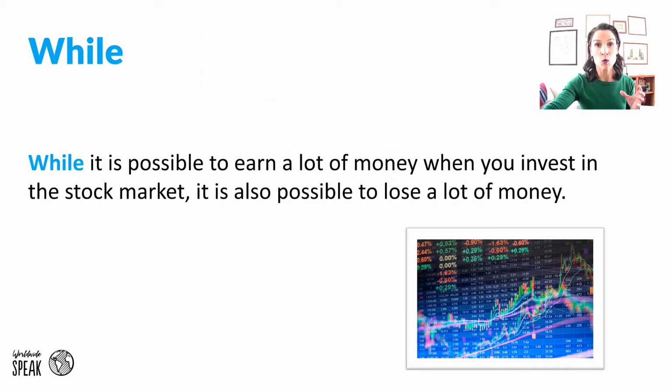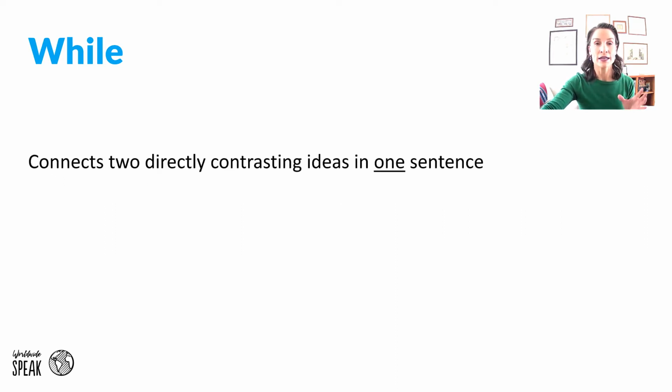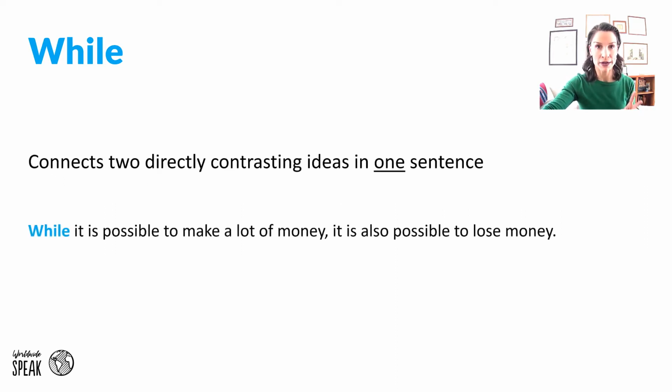Let's look at the word while. Good news, it means exactly the same thing as whereas, and the grammar is also the same. So here's my example. While it is possible to earn a lot of money when you invest in the stock market, it is also possible to lose a lot of money. Some teachers permit students to use cell phones in the classroom, while other teachers forbid the use of cell phones. So while, again, connects two contrasting ideas into one single sentence.